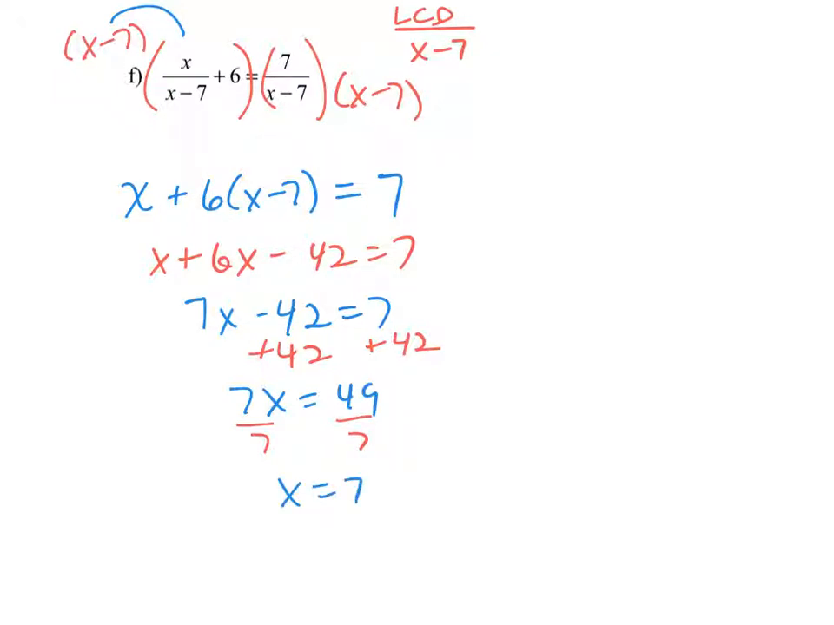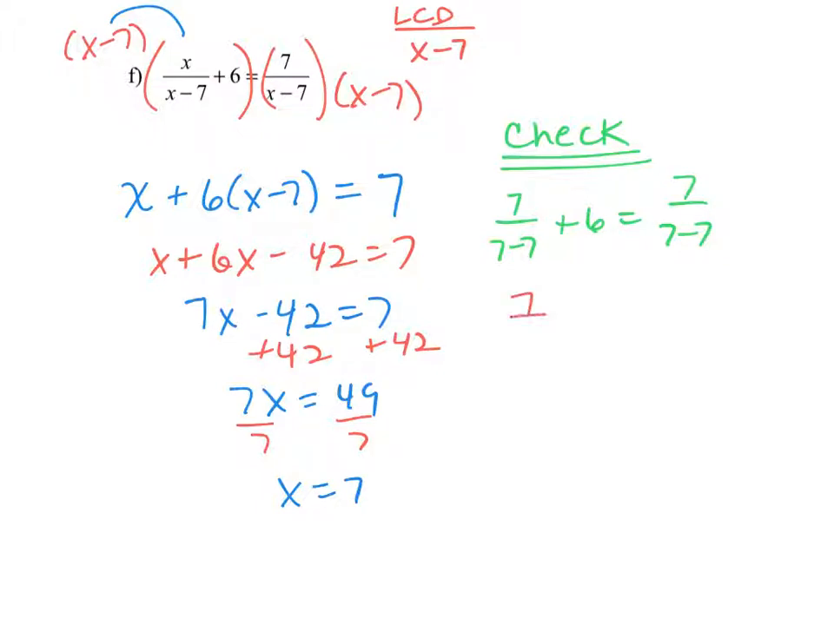Again, it's really important that we check our solutions when we're solving any type of equations, especially rational equations, because there's a possibility that our solution may not work even though we've done everything algebraically correct in solving. So if we plug in 7 into the original equation for x, we get 7 over 7 minus 7 plus 6 equals 7 over 7 minus 7. Okay, now we have a problem here because when we simplify this, 7 divided by 0 plus 6 equals 7 divided by 0.